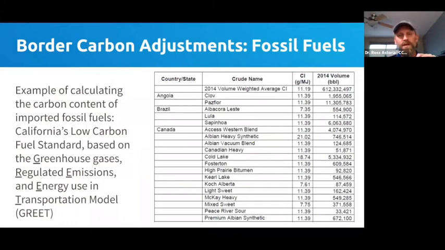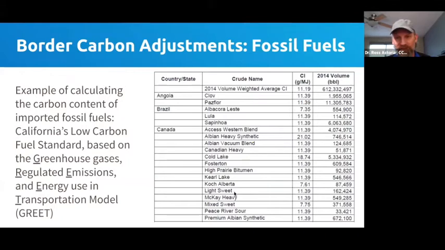So you can see the left-hand column is the originating country, Angola, Brazil, Canada, and then the crudes have names. Just like we keep track of imported things in the harmonized tariff schedule, we have some, I think, kind of wonderful names. I always think of a wine list here. So the Cold Lake vintage, the High Prairie bitumen vintage, the light sweet. It's a wonderful set of names.